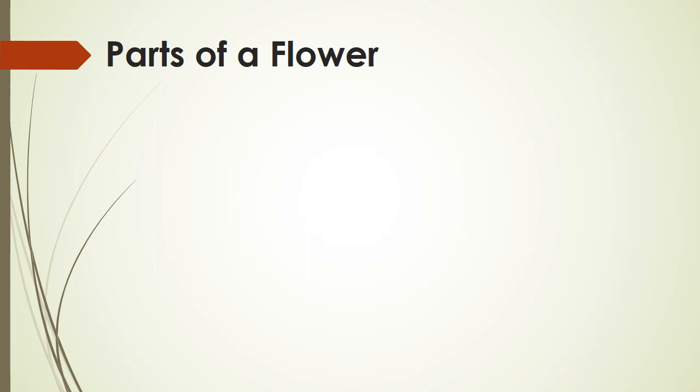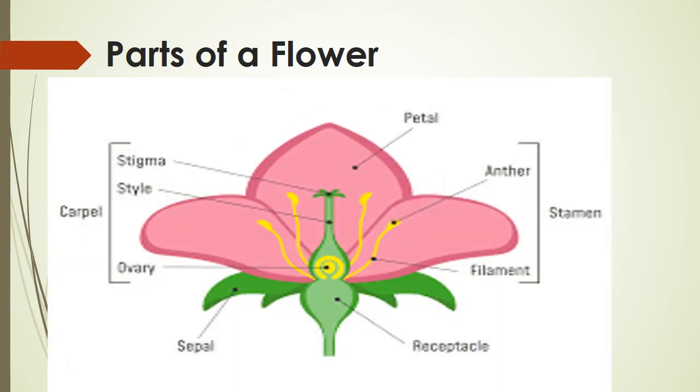Dear students, most flowers have four main parts, that is sepals, petals, stamens and carpels. Green sepals protect the flower from the sun and rain in bud form. The colored petals attract insects and other animals for the pollination of the flower.